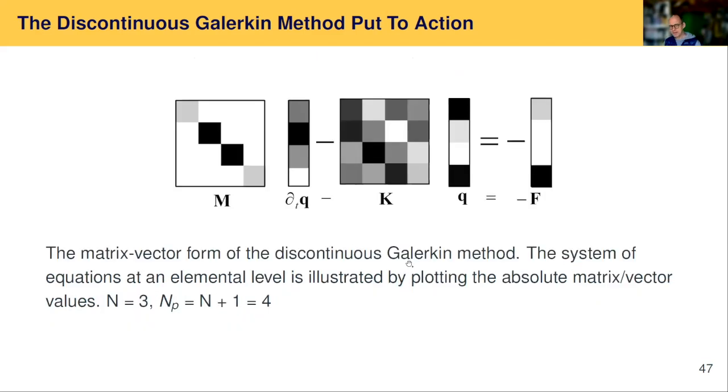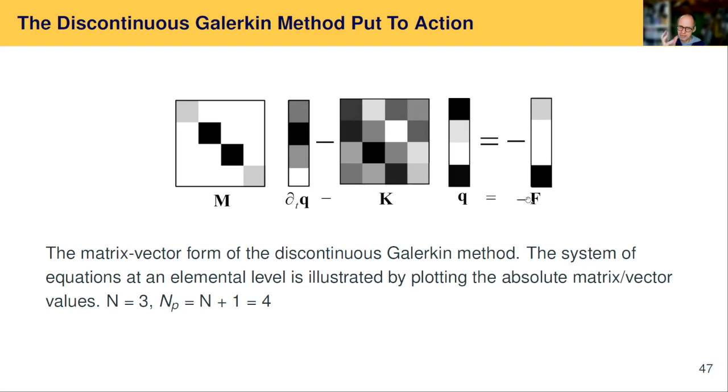So this is again a pictorial representation of the matrix structures on the elemental level. You have a square diagonal mass matrix. This is the velocity or the time derivative of the solution field. Matrix K, matrix Q, and the flux vector that has only elements at the boundaries. Here, for example, order 3, meaning 4 collocation points.